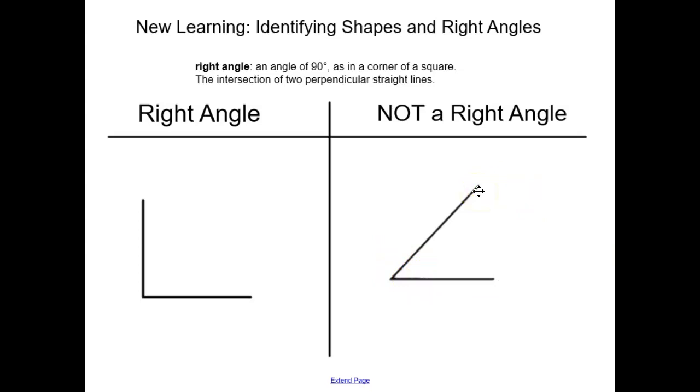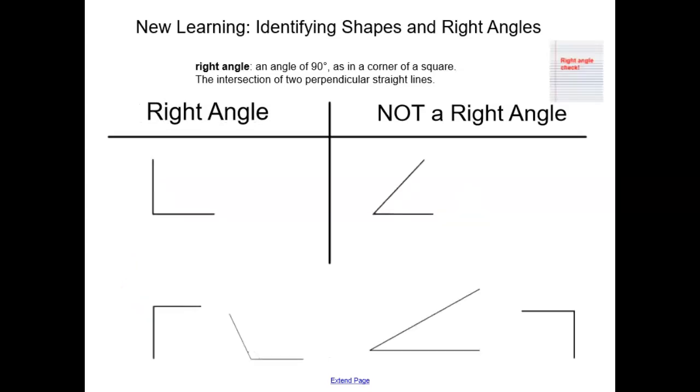Pause the video and be ready to tell me, how are right angles different from angles that are not right angles? Yes, the right angles are the intersections of two perpendicular straight lines, and you can always check to verify if an angle is a right angle by using the corner of any rectangle, like a piece of paper.